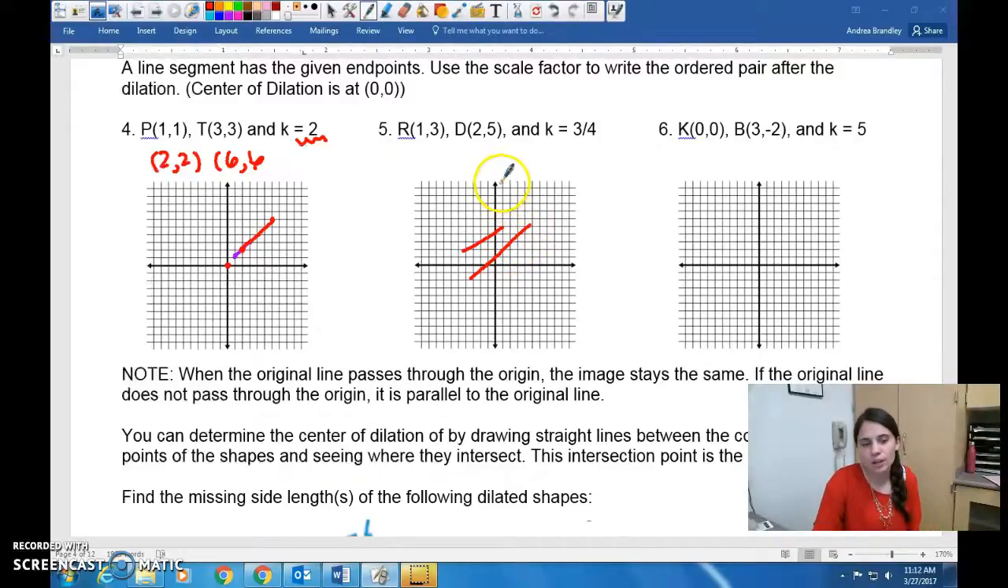And that's pretty much all I want you to know from this, is that if it goes through that center of dilation, goes through 0, 0, you'll have the same line after you dilate. And then if it does not go through 0, 0, you'll have a parallel line after the dilation.